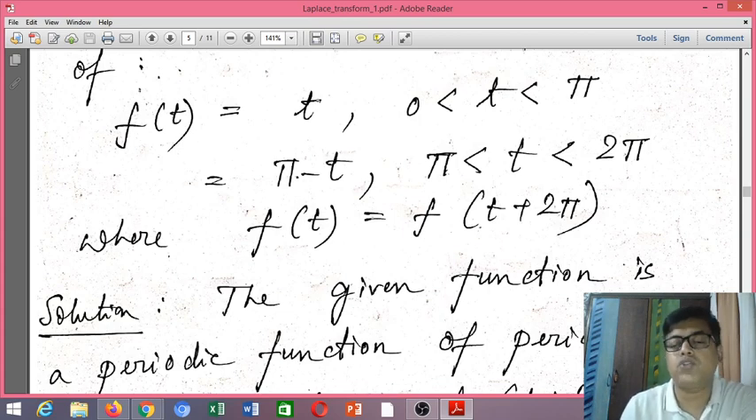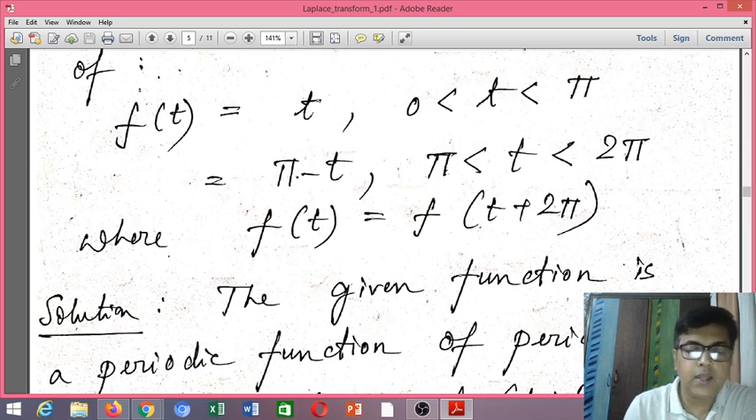The first thing that should strike your mind in this problem is that the function is periodic. You see clearly it's given in the last line, f(t) is equal to f(t) plus twice pi, which means that the function repeats after 2 pi units of time. So it's definitely a periodic function, with the period being 2 pi.